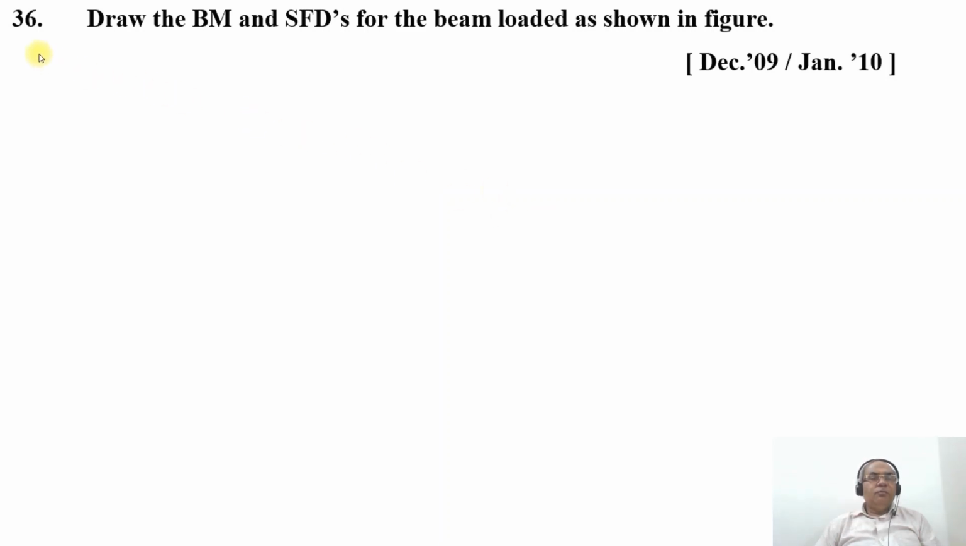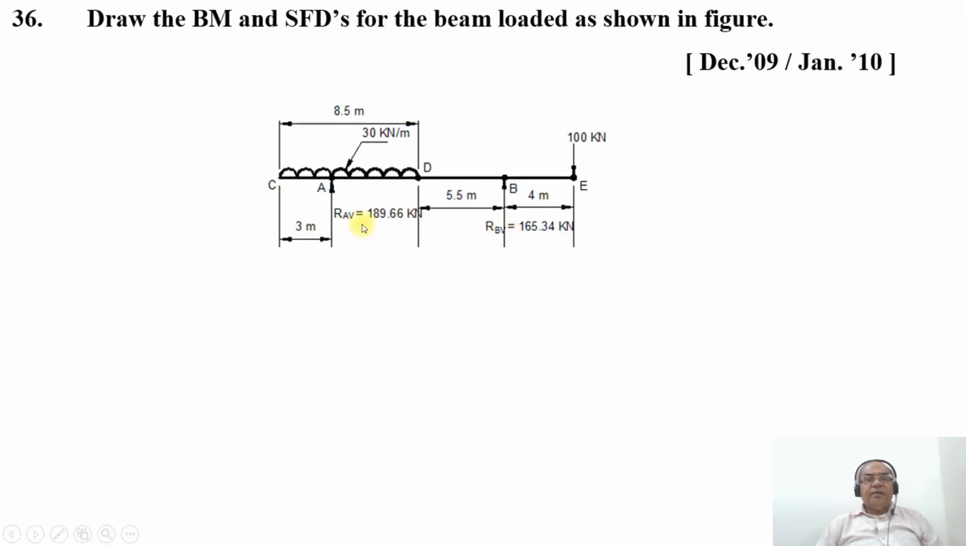In this video, we will take up one more problem on the overhanging beam. Problem number 36: draw the bending moment and shear force diagram for the beam loaded as shown in the figure. We have a beam of 8.5 plus 9.5, which is 18 meters span, simply supported at point A and point B, and it overhangs by 3 meters from A towards C and by 4 meters from B towards the right, towards E.